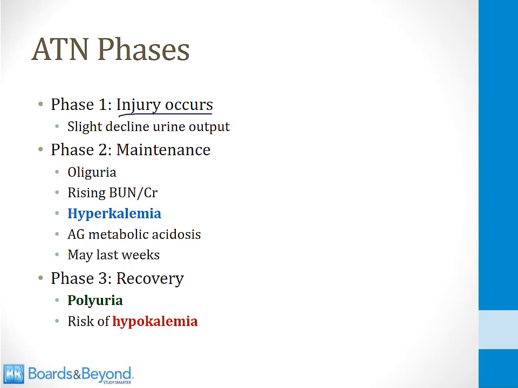Phase one is when the injury occurs, so there's ischemia or injury from a drug or toxin, and there's a slight decline in urine output. Phase two is called the maintenance phase. This is the longest phase of ATN.